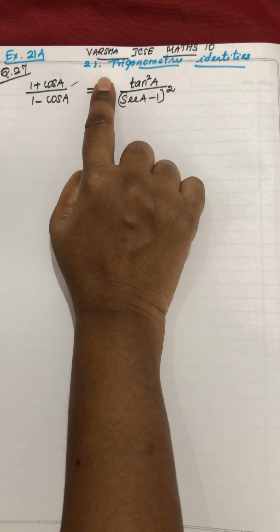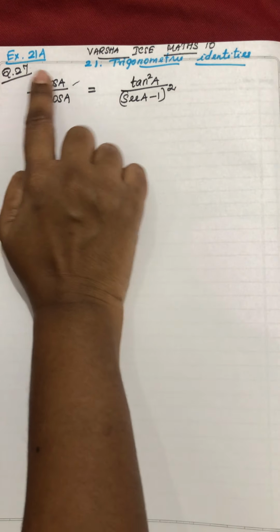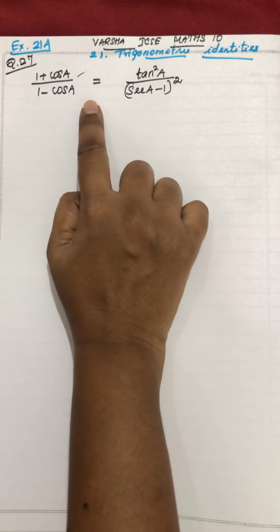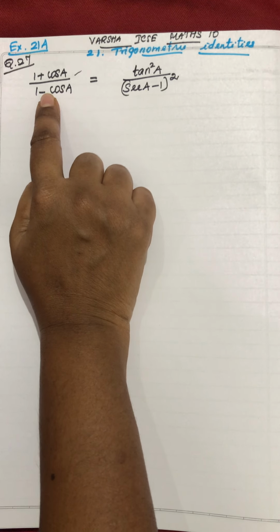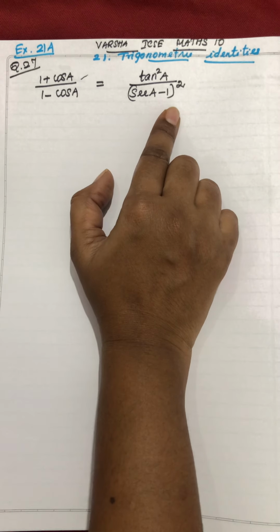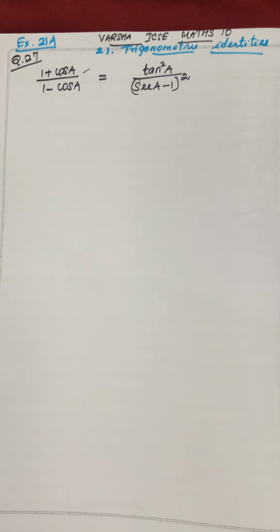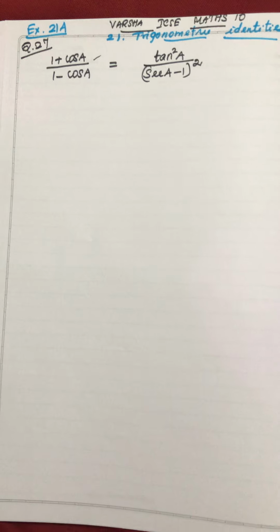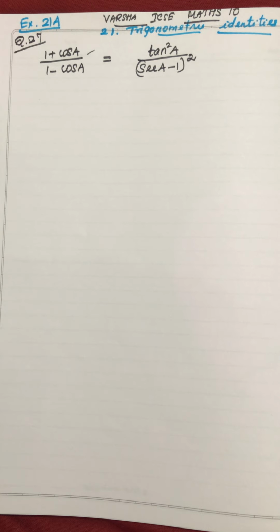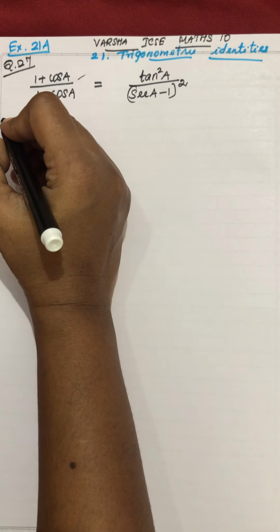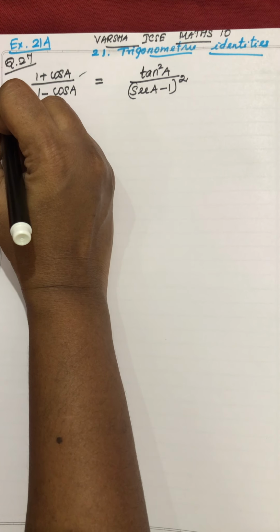So this is our 21st lesson, trigonometric identities, exercise 21A, question number 27. In this sum, you can take the LHS to derive the RHS, and you can take the RHS to derive the LHS. I am going to do the two methods, so you can use whichever method is easy. You can choose that method. First, I am going to take the LHS.